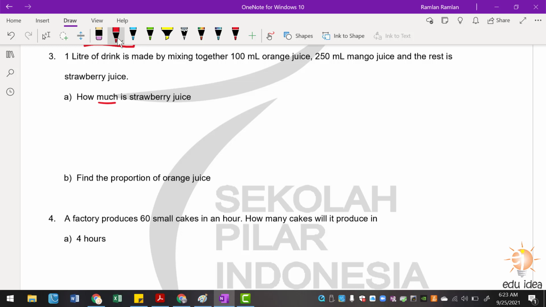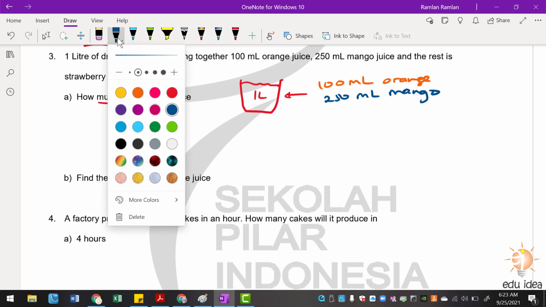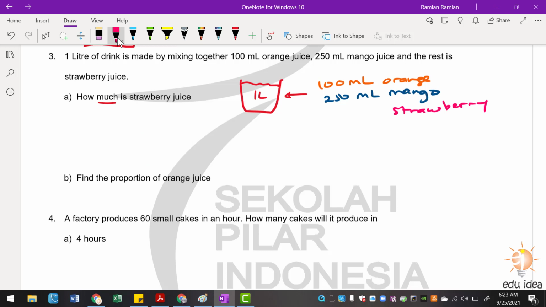Okay, so we know that we have a drink here. Let's say we have a jar of drink, and this is 1 liter, right? So this drink comes with 100 milliliter of orange, and a 250 milliliter mango juice, right? And then the rest is the strawberry juice, right? So the simplest way to do this is, we know that we have 1 liter, and it comes with 100 and 150, and then the rest is the strawberry. So we only need to find the volume of strawberry that makes it 1 liter.